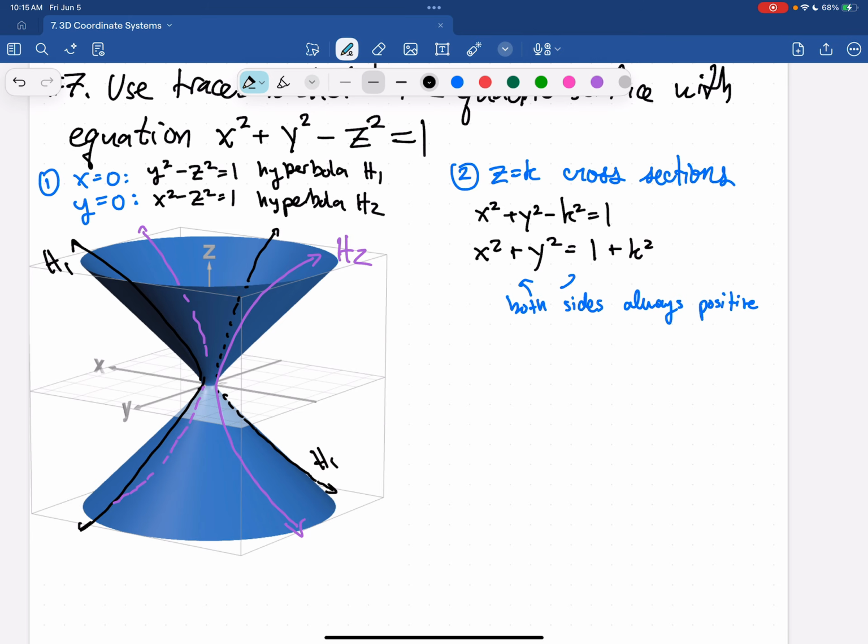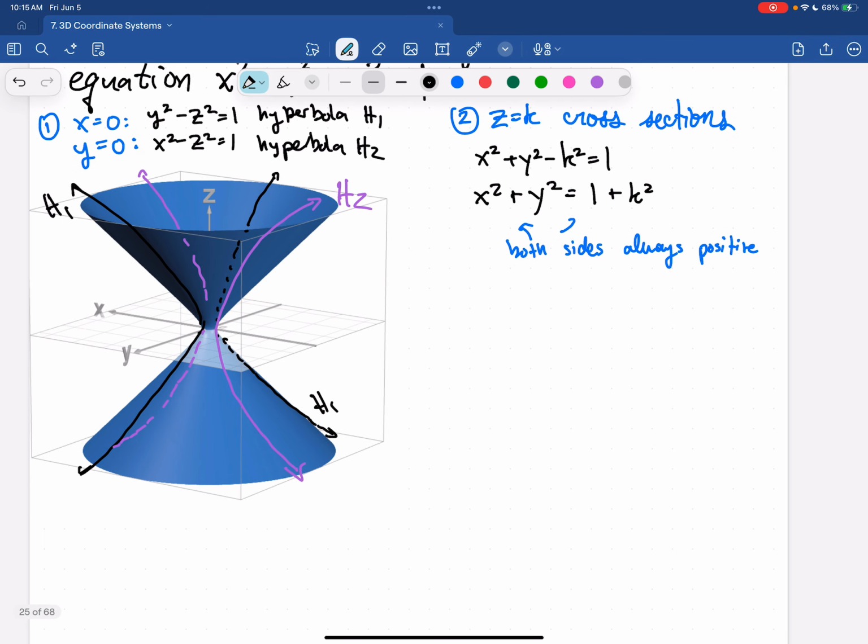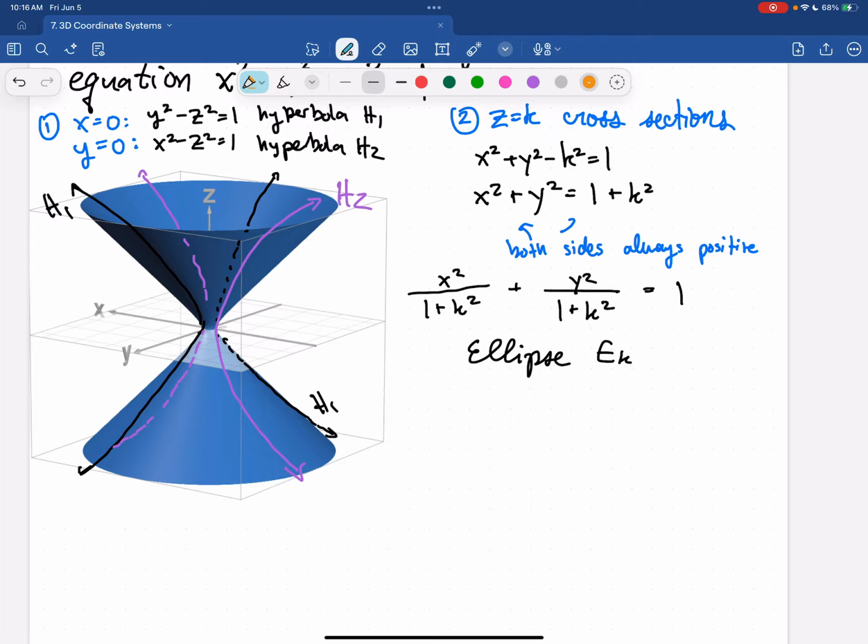If we were to rearrange this and see what kind of equation this is and what our cross sections actually are, we could divide both sides by 1 plus k squared. And this is an ellipse. We call this the ellipse EK. If I were to, let's say, add these to the surface that we've got here, it looks like this. And we get infinitely many of these. These are what are generating our shape. We've just got a bunch of different ellipses stacked on top of each other.